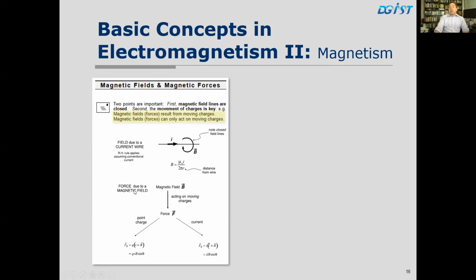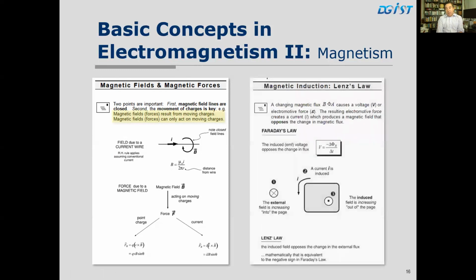So let's talk about the force due to a magnetic field. So again, magnetic field is described by this B. It acts on moving charges. So it can act on a point charge, and the force is going to be the charge times the velocity. Remember, moving charges times the magnetic field. Or it can be on a current, and in this case, the current times the length that's acted on times the magnetic field. Again, don't worry about these details for now. The key point is that moving charges are related to the generation and effect of magnetic fields.